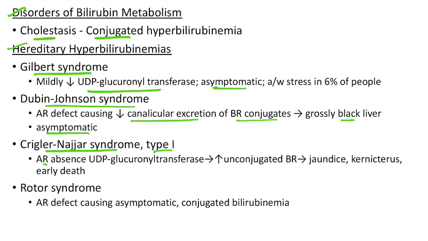Now let us see about Crigler-Najjar syndrome type 1. It is due to autosomal recessive absence of UDP glucuronyl transferase, which leads to elevated unconjugated bilirubin, which causes jaundice, kernicterus and early death. Now let us see about Rotor syndrome. It is autosomal recessive defect causing asymptomatic conjugated bilirubinemia.